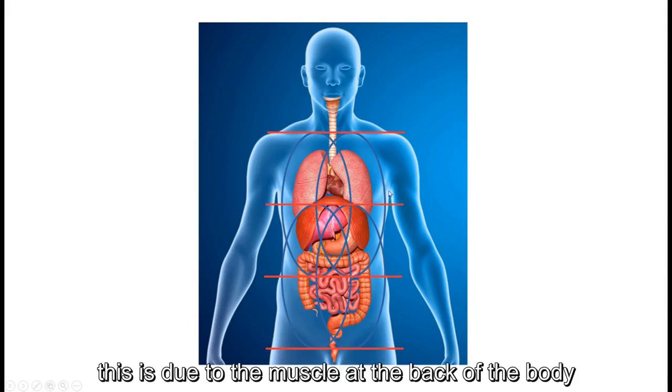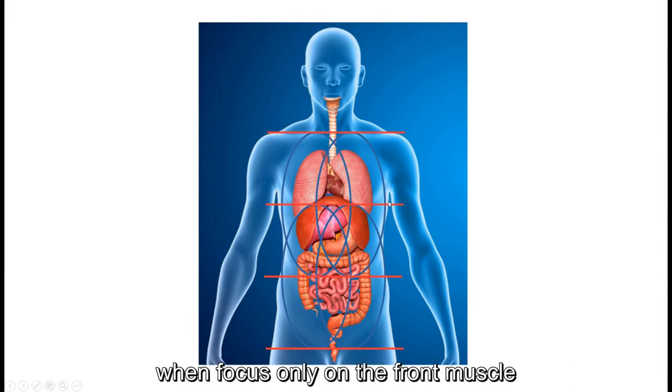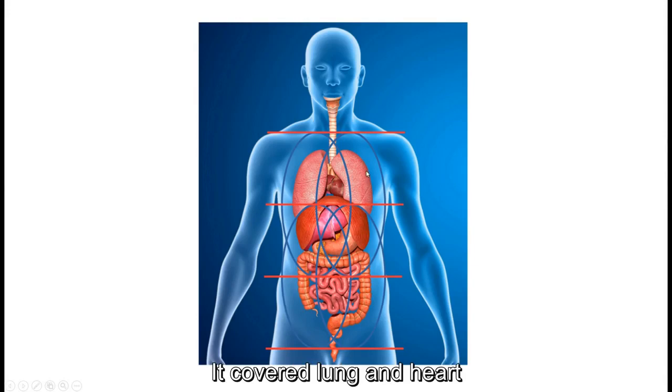This is due to the muscle at the back of the body. When focusing only on the front muscle, it fits well. Look at the thorax area. It covers the lung and heart. As you can see, the lungs are situated in T1 and T3. The heart is at the center, at T3.